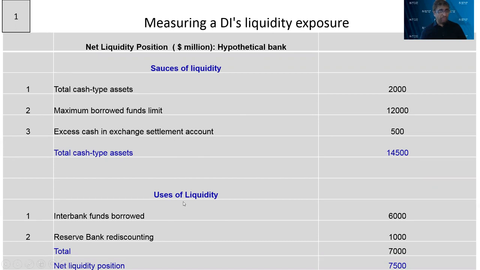Then the uses of liquidity will be interbank funds borrowed. And this is the Reserve Bank rediscounting, which is 1,000. This is the repos. This is when you repurchase your assets that you have sold to the central bank. This is actually a net liquidity statement with the central bank. So this is 7,500, which is the difference.